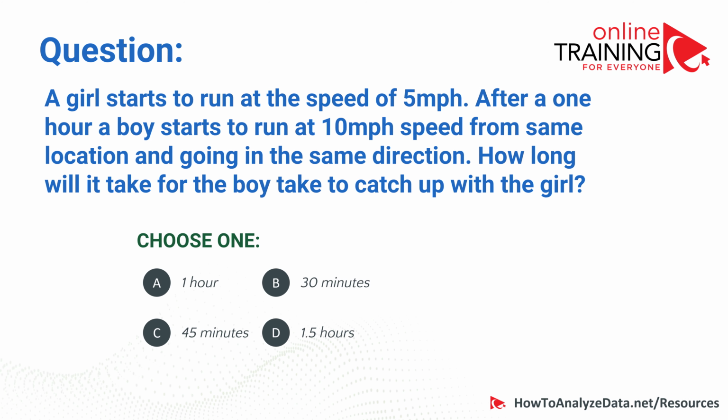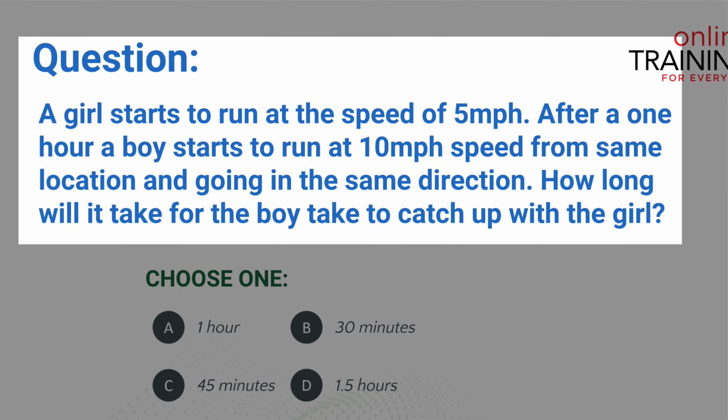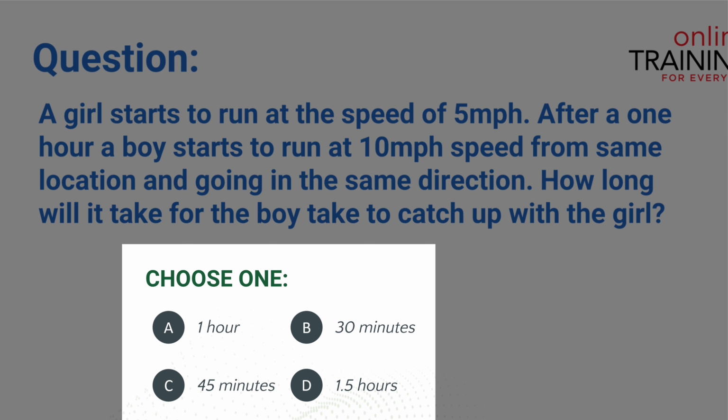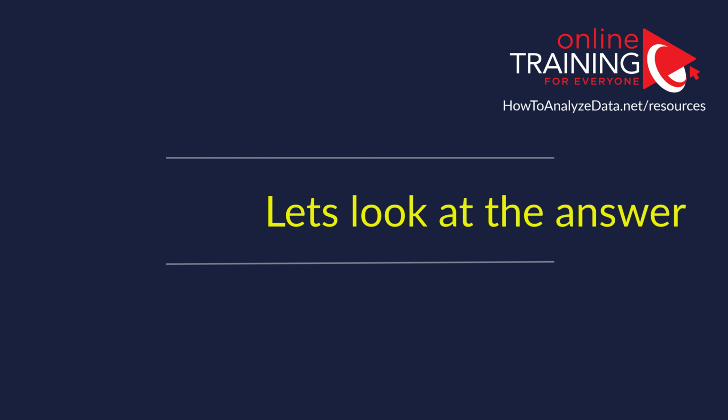Now let's look at the question which tests your knowledge of numerical reasoning. A girl starts to run at the speed of 5 miles per hour. After 1 hour, a boy starts to run at 10 miles per hour speed from the same location and going in the same direction. How long will it take for the boy to catch up with the girl? And we have 4 choices here. 1 hour, 30 minutes, 45 minutes, 1.5 hours. What do you think is the right choice?